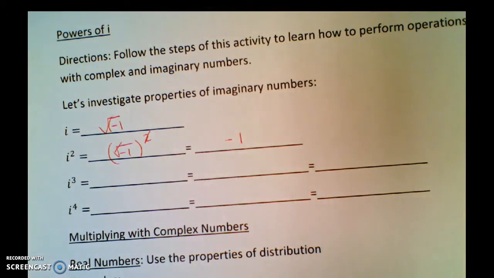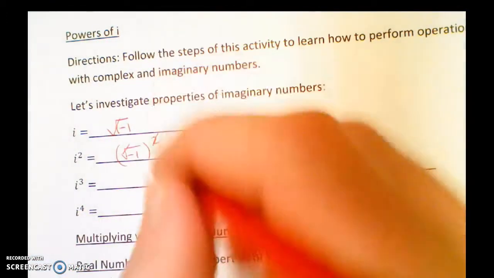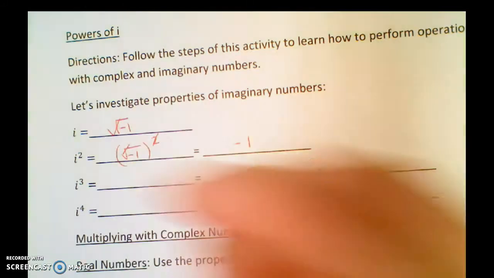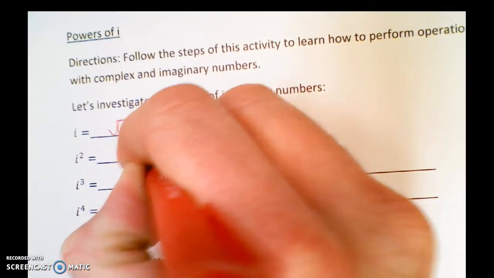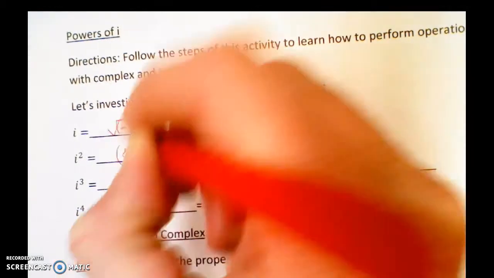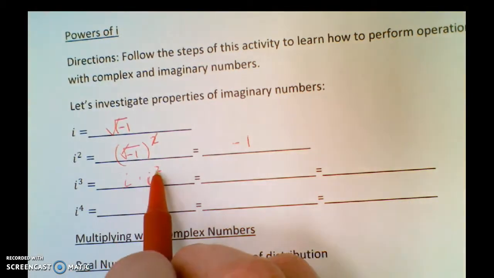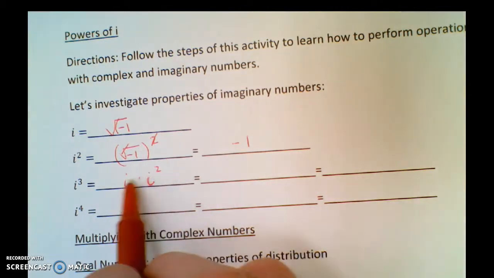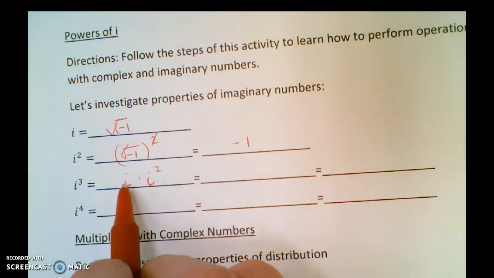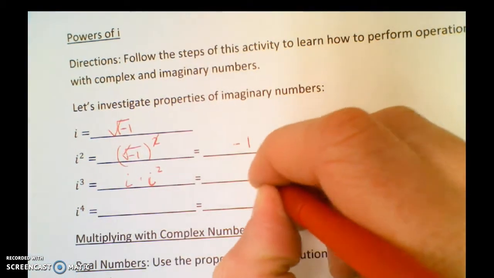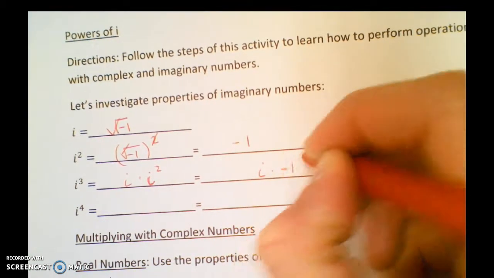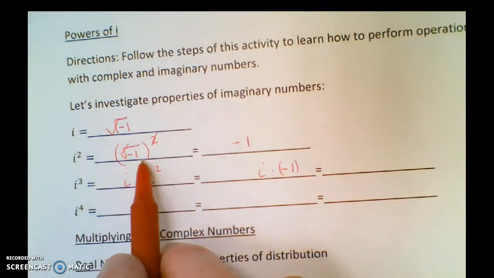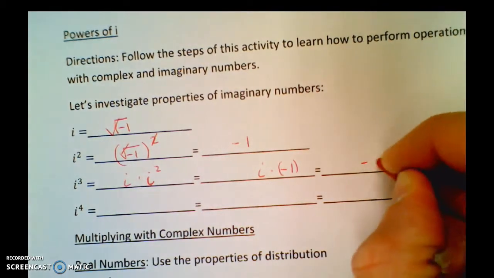If you do i to the third, we know that we can rewrite i to the third as i times i squared, because when you multiply, you add the exponents. So this is 1i, and then i squared would give me i to the third. So I know that i squared is -1. We just talked about that. So really this turns into -i.